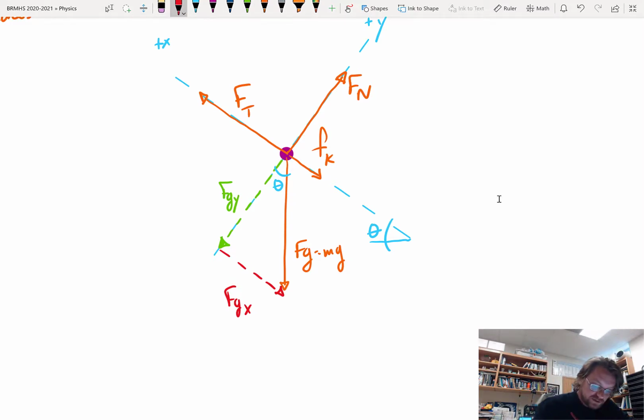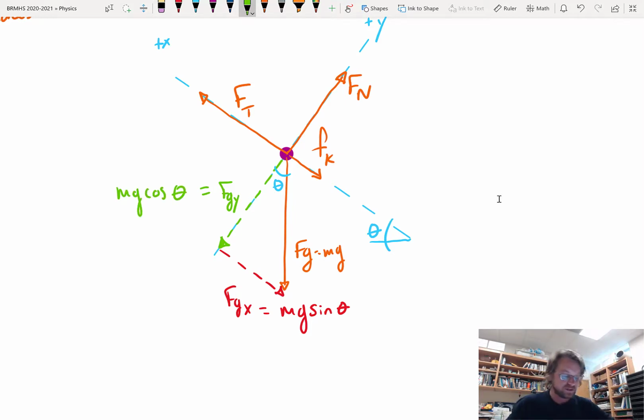So Fg in the x direction we know is going to be mg sine theta because it's opposite that angle. Fgy is going to be mg cosine theta because it's adjacent to that angle theta. And now we've got everything mapped out.